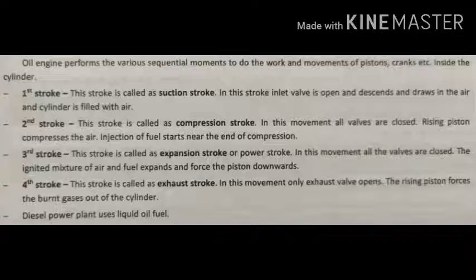Now we will look at the working of the 4-stroke oil engine. So this is the important question. An oil engine performs various sequential movements to do work, with movement of piston, crank, etc. inside the cylinder. Now we will discuss the 4 important strokes in the 4-stroke engine. The first stroke is called the suction stroke. In this stroke, the inlet valve is open and the piston descends and draws in air, and the cylinder is filled with air.